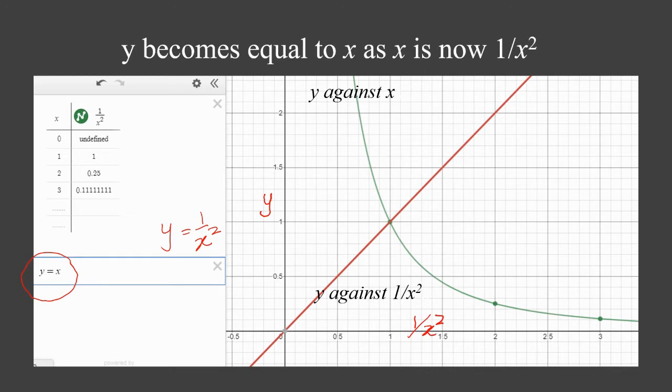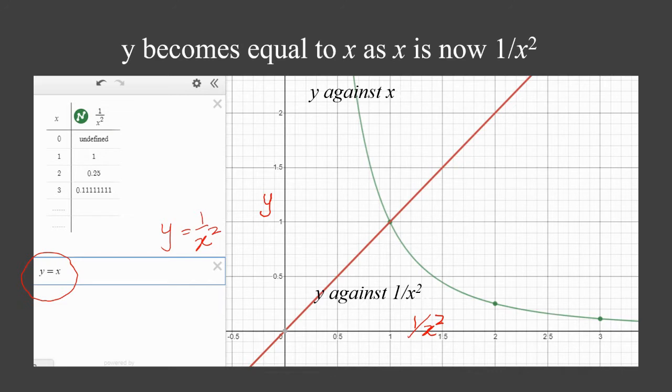So for a graph of y against 1 by x squared, you will get a straight line because y is equal to 1 by x squared. Now this equation hasn't changed. What has changed here is the label of the axis. So you should be very careful when you are representing data on graphs. You should be very careful about what the axis shows you, because the same equation can be represented in different ways on different graphs.